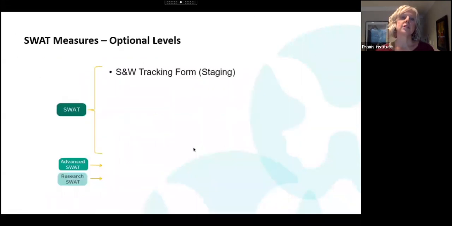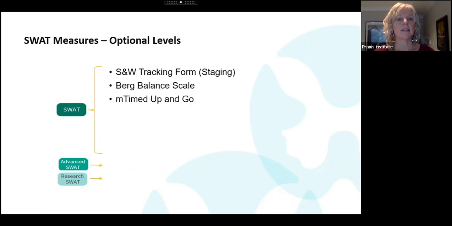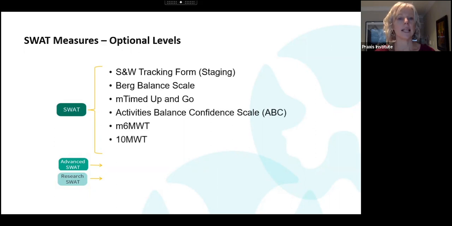Each site that participates in collecting the standing and walking assessment tool chooses a level to collect it at. So all of the sites are collecting what you can see here as the SWAT in green, which involves collecting the staging. So staging their clients in terms of standing and walking functional ability, collecting the Berg Balance Scale, a modified timed up and go, an outcome measure called the Activity Balance Confidence Scale, as well as a modified 6-minute walk test and a 10-meter walk test. And we'll go through these, Shane will go through these in more detail later.